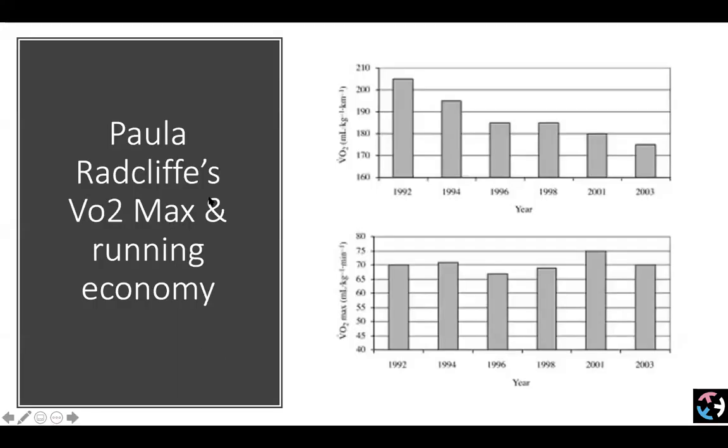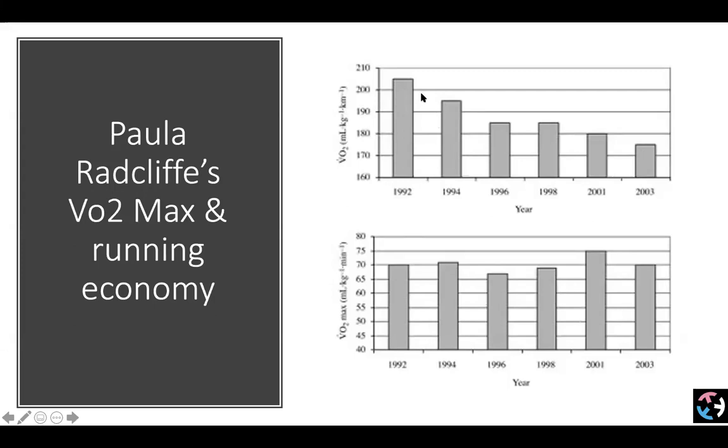So I just wanted to show you some data, some of Paula Radcliffe's data from the early 90s to the early noughties. The graph at the top is showing her run economy, and the graph below is showing her VO2 max. As we see here, a reduction in run economy is what we're looking for. From 92 to 94 she was a track athlete, around 10K, and her run economy is not bad. It's pretty good. Just over 200 is good.